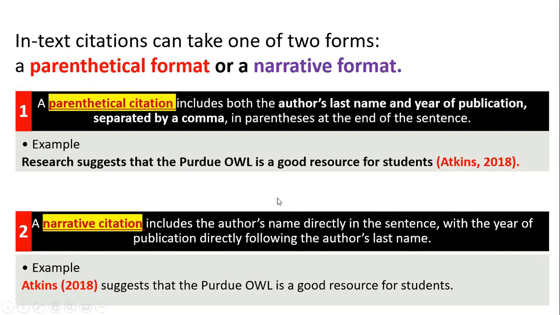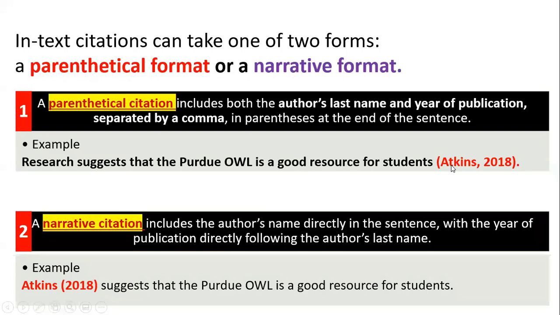In this example, we have this idea that research suggests that the Purdue OWL is a good resource for students. Now, I didn't come up with it. This author Atkins came up with it based on an article that I read that was from 2018. So in order for me to give Atkins credit for this idea, I'm simply putting in parentheses at the end of the sentence, which is, by the way, what we call a parenthetical citation, because the citation is between two parentheses, a left and a right, as you can see here. It's the author's last name, comma, year.